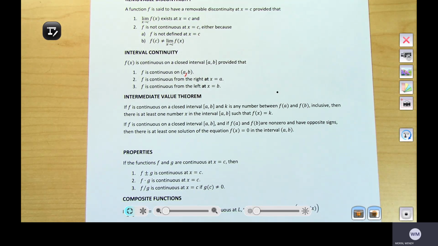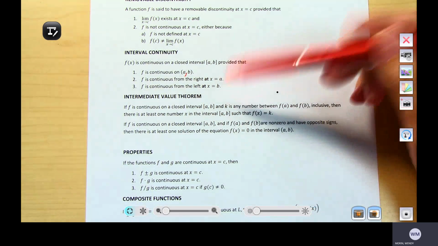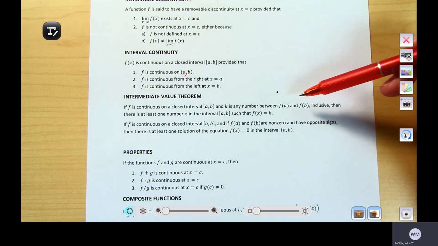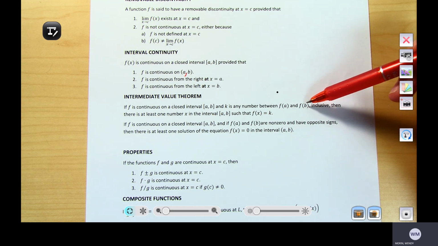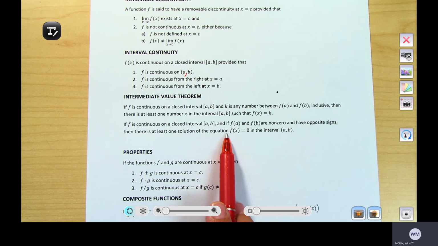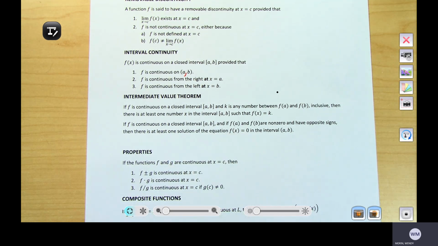Now, IVT, or the intermediate value theorem. Basically, what the intermediate value theorem says is if you're on a closed interval and you have some y value in that interval at a and some y value at b, and there's a sign change, then there's at least one solution of the equation f of x equals 0. And all we're saying is that if there was a sign change in that interval from f of a to f of b, then it must have crossed the x-axis. That's the intermediate value theorem. Okay?